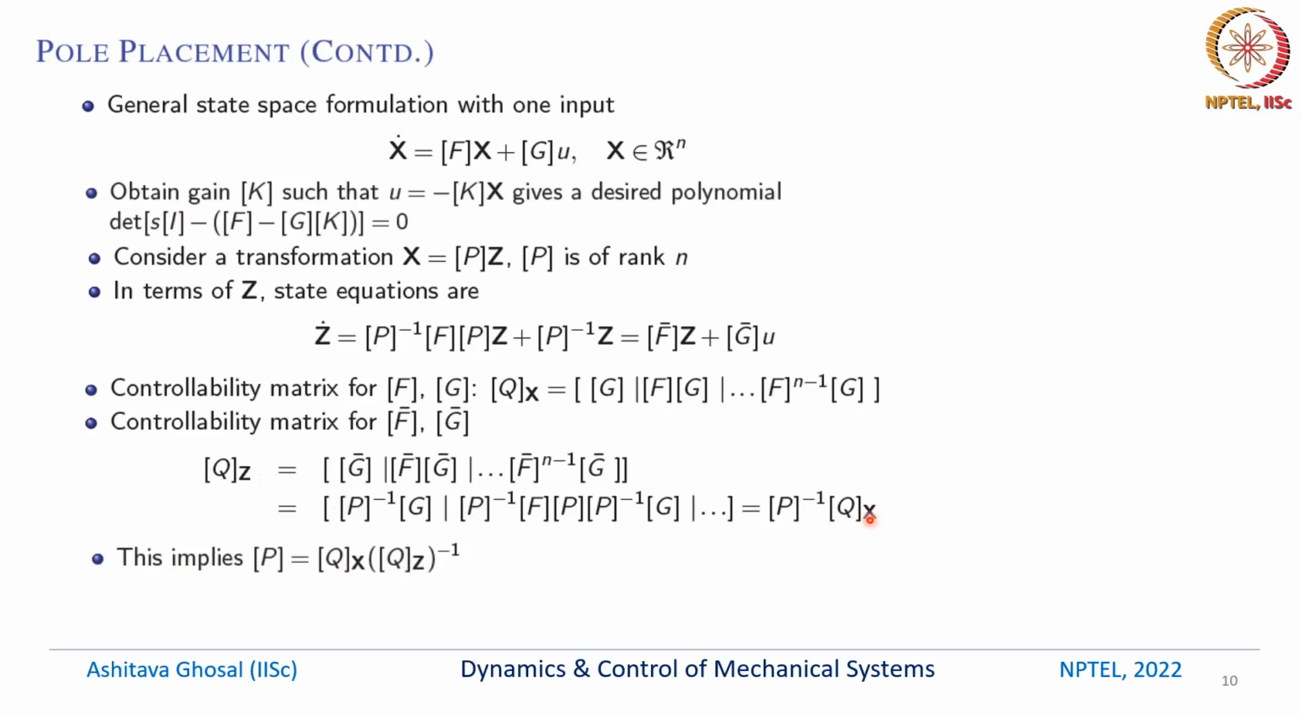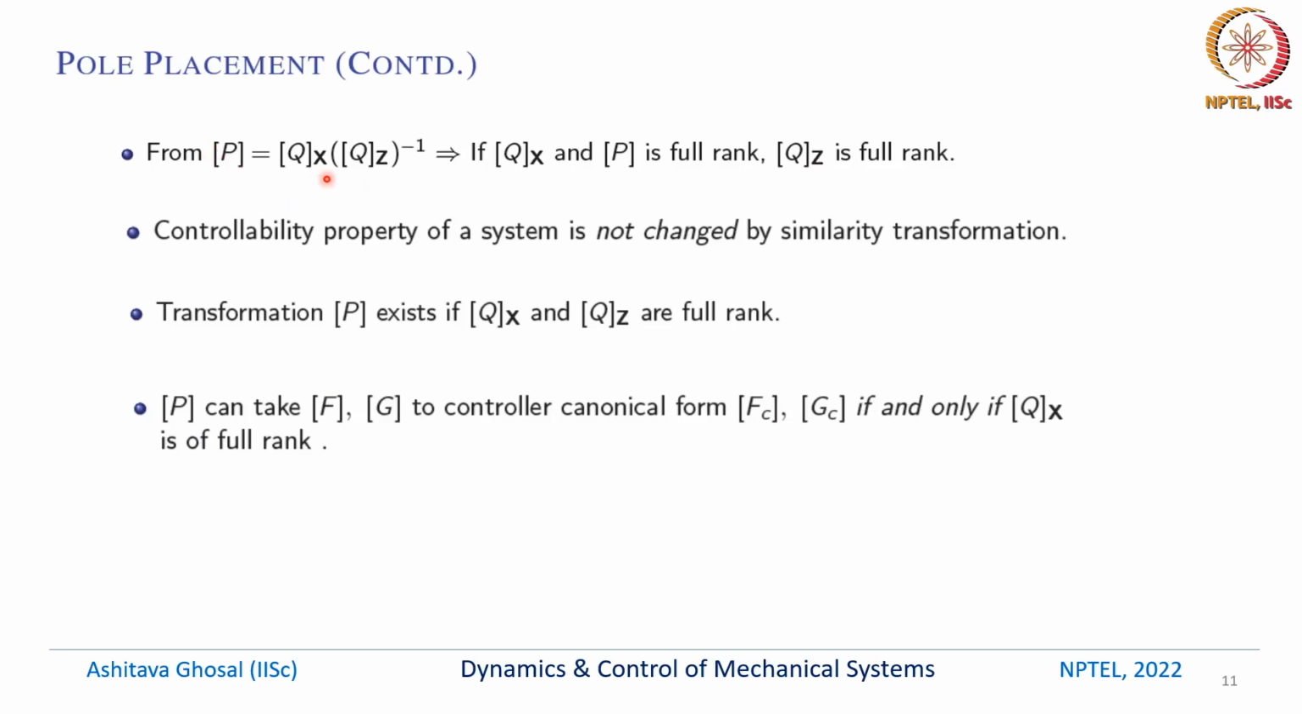You can see if I take it on this side, P into Qz will be equal to Qx, and then P will be Qx into Qz inverse. So from P equals Qx into Qz inverse, we can conclude that if Qx and P are full rank, which means rank n, then Qz is also full rank, right? Remember we started with P of full rank. If Qx is also of rank n, then Qz will also be full rank n.